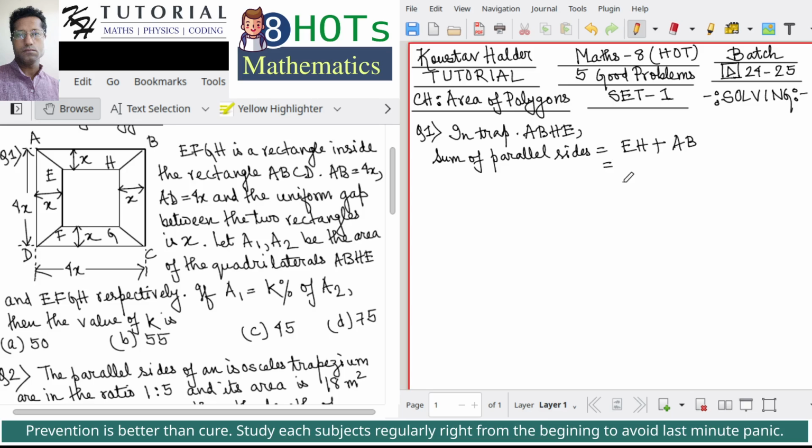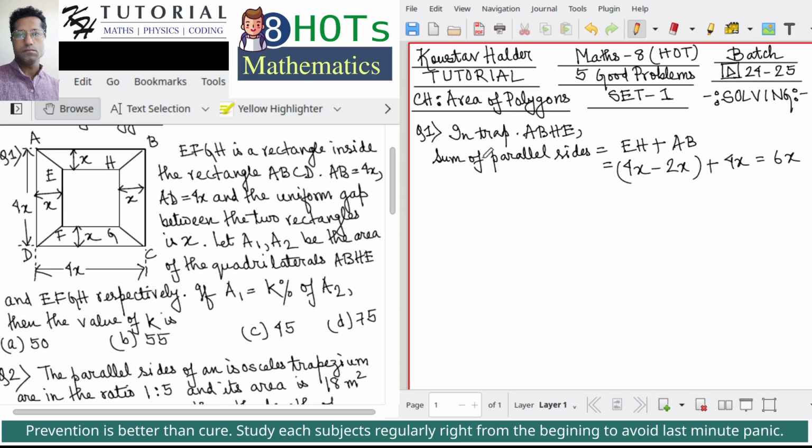EH is, since the gap between the two rectangles is the same, which is x, it must be the length of the side of the outer rectangle ABCD, which is 4x, minus 2 times the gap, so 2x. This is EH. And what is AB? AB is 4x.